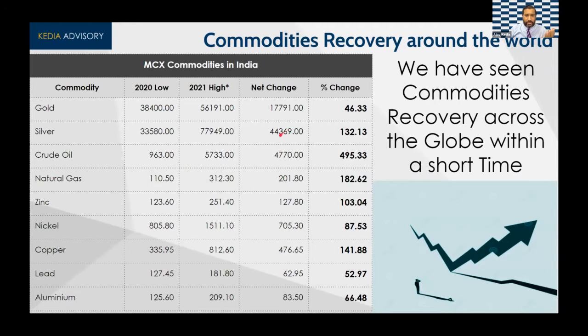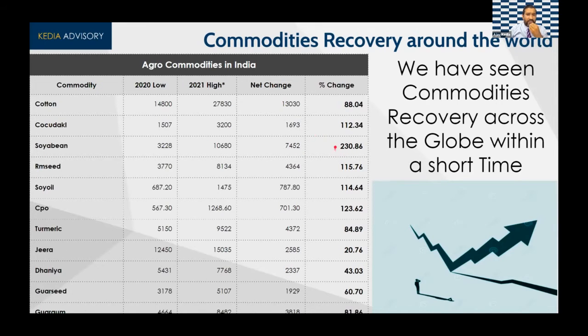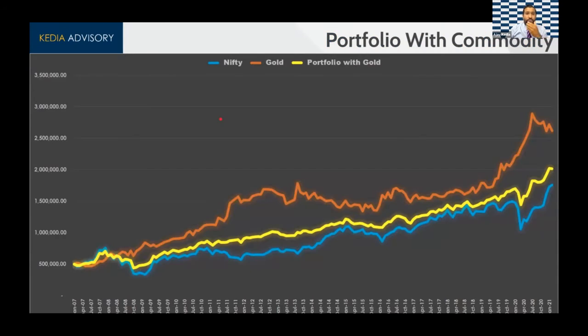Overall agar hum koi bhi commodity ki baat karein, see, take the example of silver, crude, natural gas, or even in agri commodity like cotton seed oil cake 100%, soya bean 200%, this type of movement has been seen from the low of 2020 to the high of 2021. So this is a very high time one should look at commodity.